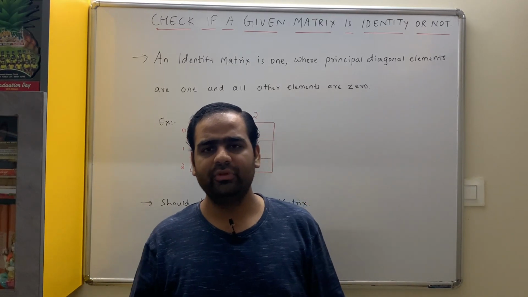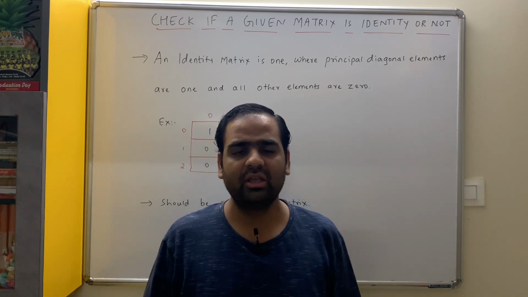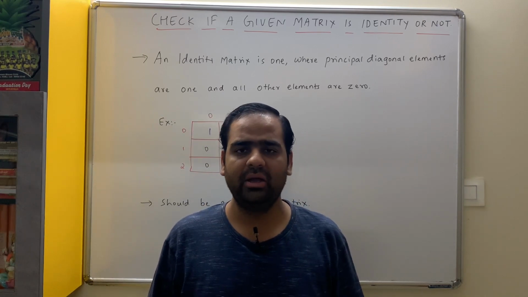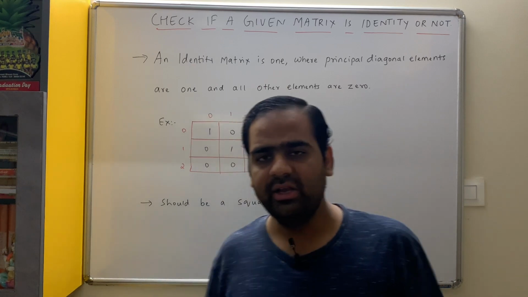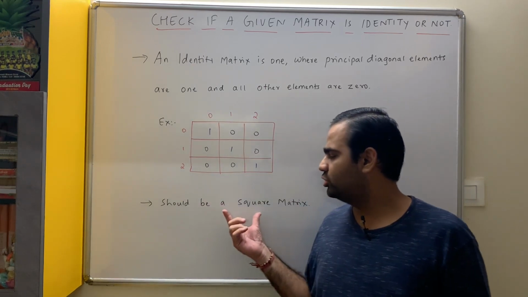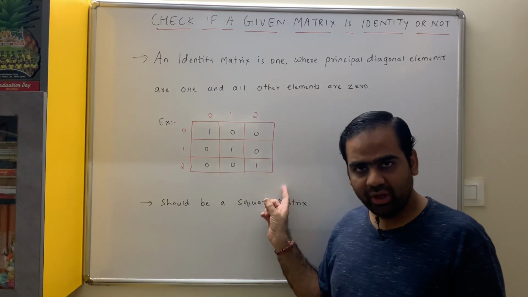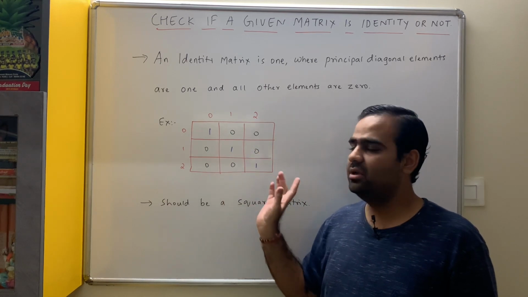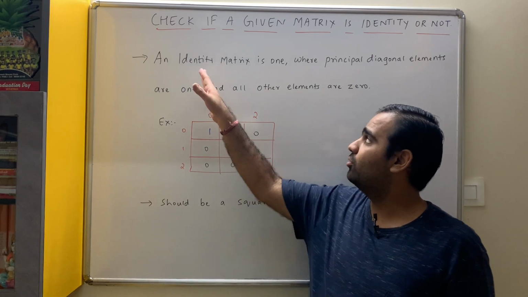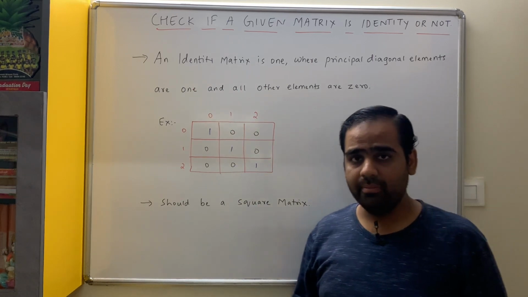In this video we will see how to check if the given matrix is an identity matrix or not. Now what is the identity matrix? An identity matrix should be a square matrix where all the principal diagonal elements are 1 and non-principal diagonal elements are 0. That is the definition of an identity matrix.